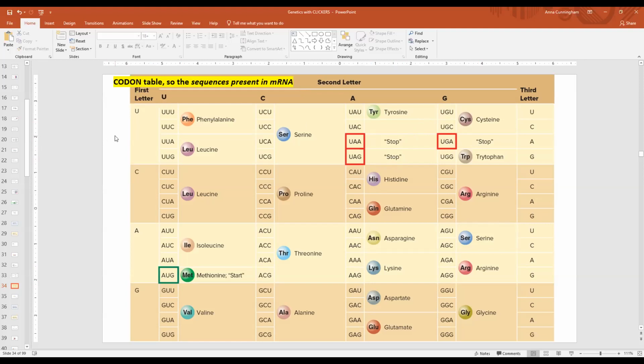To answer the question that I get a lot, which is, do you need to memorize this? Do you need to memorize your stop codons? Absolutely not. I would love you to know that your start codon equals AUG, which codes for methionine. I think that that would be an excellent thing for you to memorize.